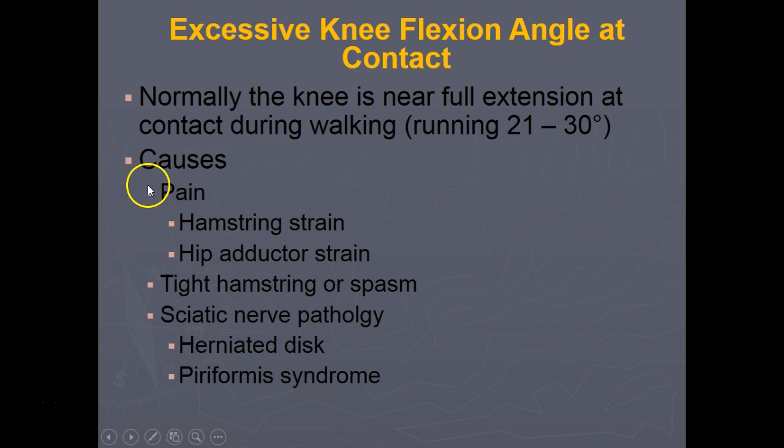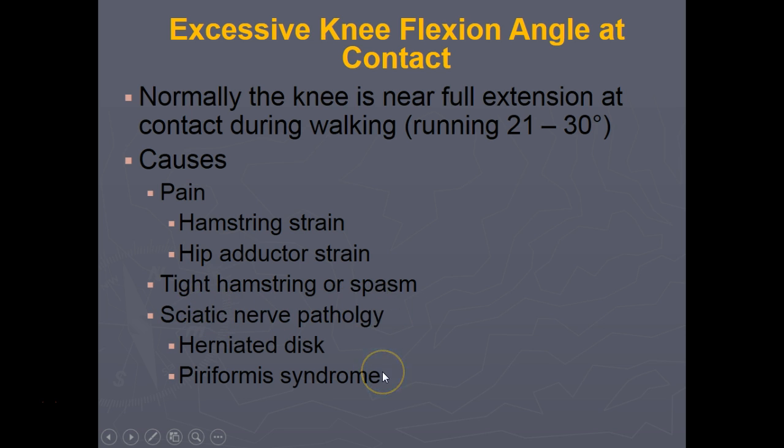Some causes of increased knee flexion at initial contact would be hamstring strain, right, or adductor strain. Either of these two types of strains, if we have the knee in full extension, will cause pain to the specific muscle group. So that could be one thing. You could have a tight hamstring or a spasm of the hamstring. If the hamstrings are tight or spasmed, clearly we're going to have more knee flexion at initial contact than we would if they were of normal length. And then last but not least, but definitely something to consider, is sciatic nerve pathology.